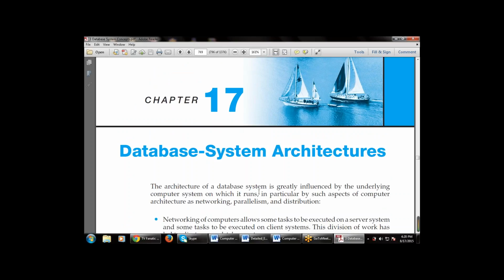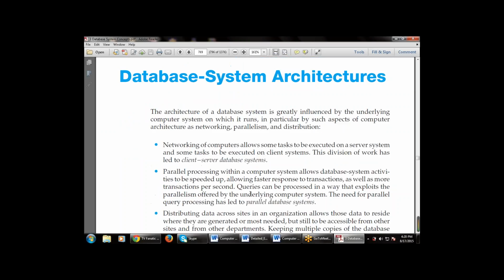Now, what are the various aspects used by the computer architecture, such as networking, parallelism and distribution? First, networking of computers allows some tasks to be executed on a server and some tasks to be executed on a client machine. This division of work has led to the client-server database system.